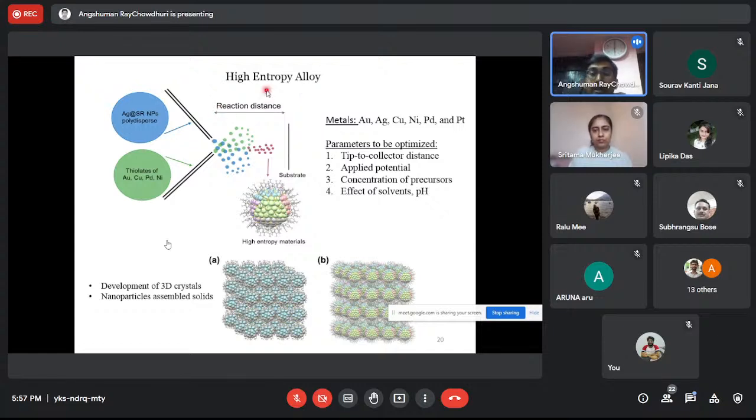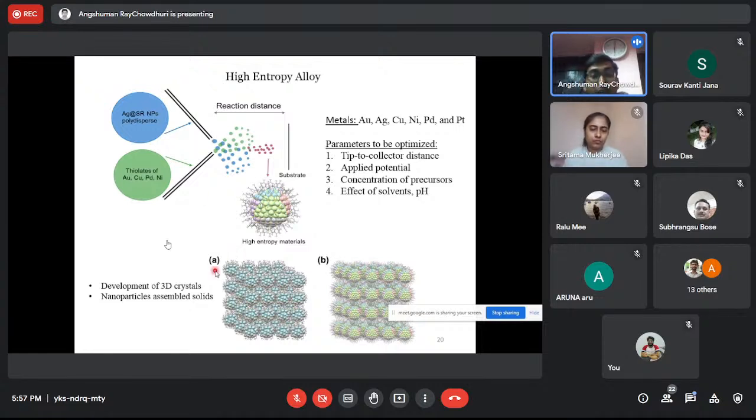So carbothermal shock synthesis is right now usually used for the synthesis of high entropy alloy nanoparticles. High energy is needed for that. High temperature and high pressure are needed for getting the high entropy alloy. So we can try whether this type of simple synthesis method can be used for the synthesis of high entropy alloy or not.